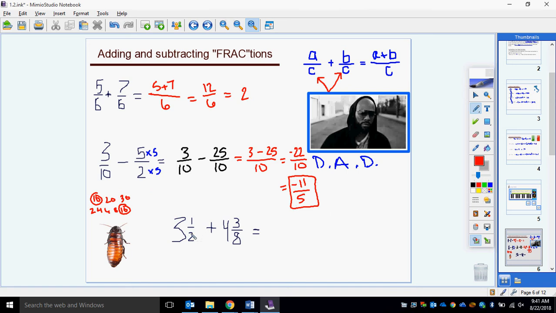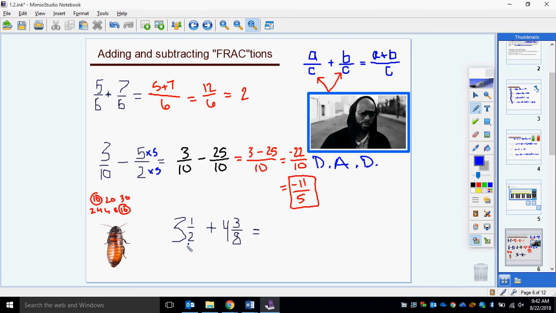Okay, and 3.5 plus 4 3/8. These are mixed numbers. Mixed numbers I don't personally like. I'm not sure why they teach you them in grade school because we don't use them in high school. So what we want to do is change them to what they call improper. However, improper is a dumb name because they're completely fine. There's nothing wrong with improper fractions.